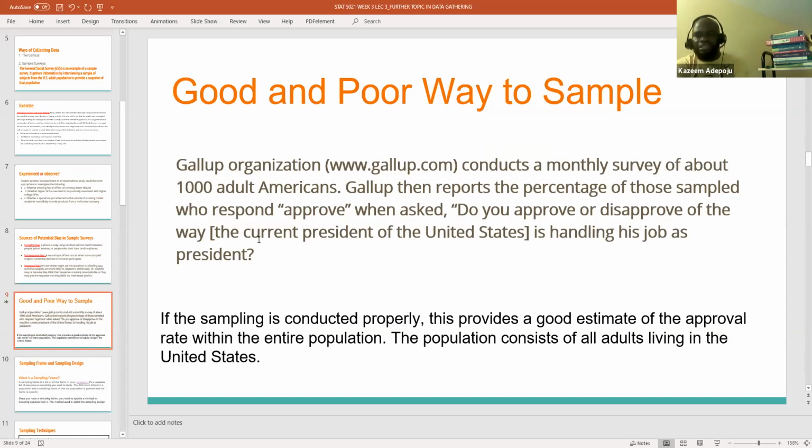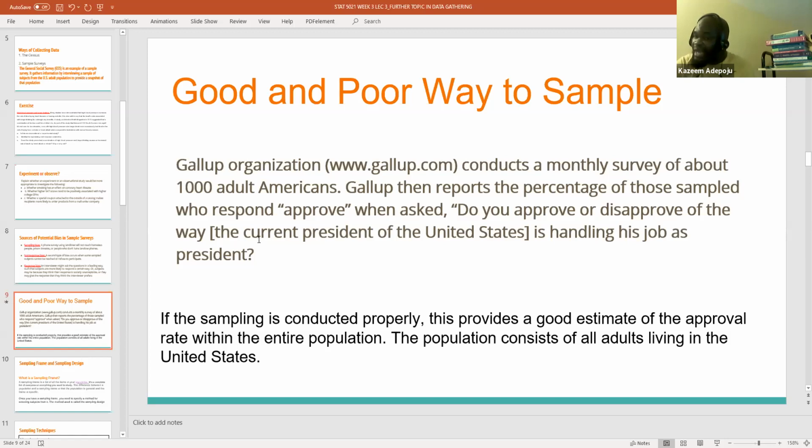Now, I told you about the Gallup organization. If you want to know what they do, you can actually go to www.gallup.com. This organization conducts a monthly survey of about 1,000 American adults, and they then report the percentage of those sampled who respond approve when asked, for example, whether they approve or disapprove of the way the current president of the United States is handling his job as president. They sample just 1,000, and they generalize the result to the entire population, which means they are actually making inference. Gallup does that most of the time.